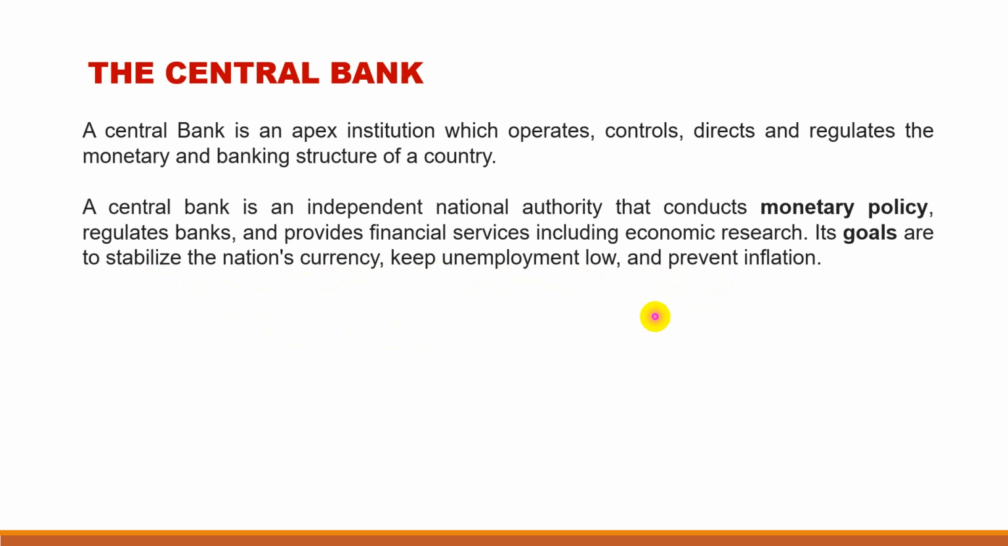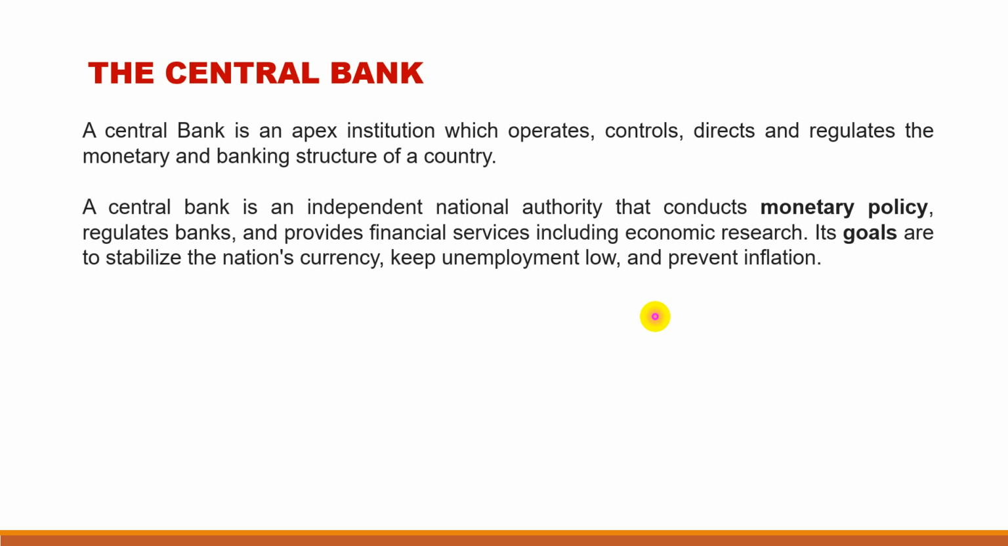Central bank does not directly deal with the public. On the other hand, a commercial bank deals directly with the public. It accepts deposits from the public and gives loans to the public. Next, the central bank enjoys the monopoly power to issue currency notes, while commercial banks are not authorized to undertake this function. Commercial bank has no right to issue currency notes. The central bank controls credit, whereas commercial banks create credit.